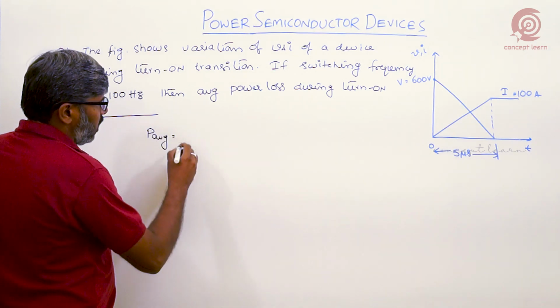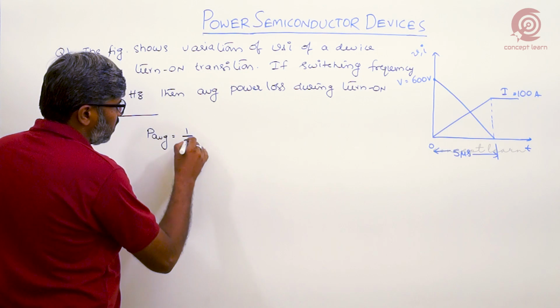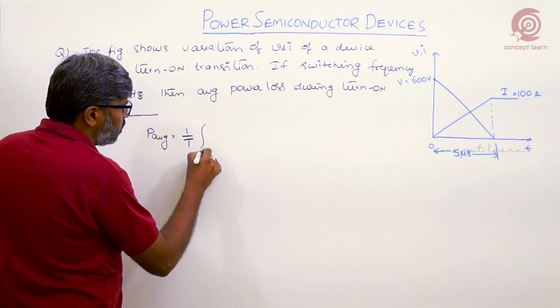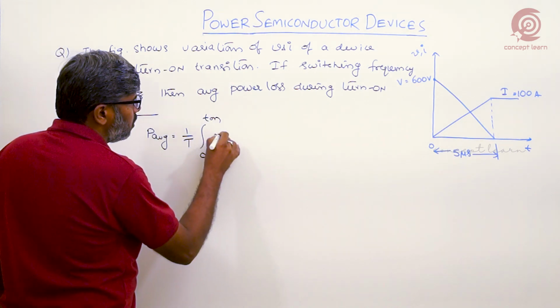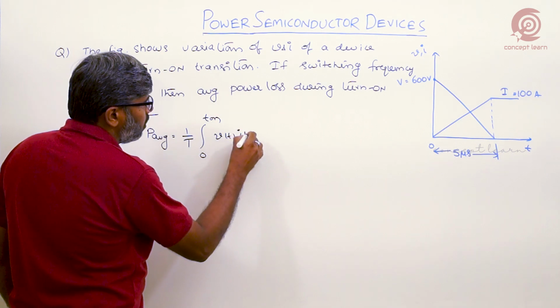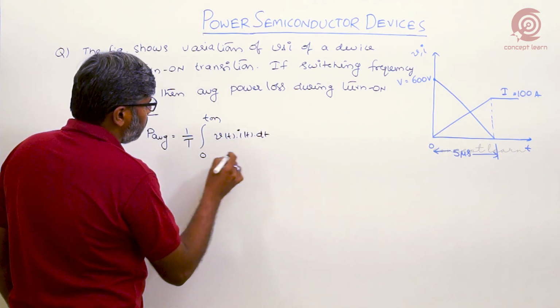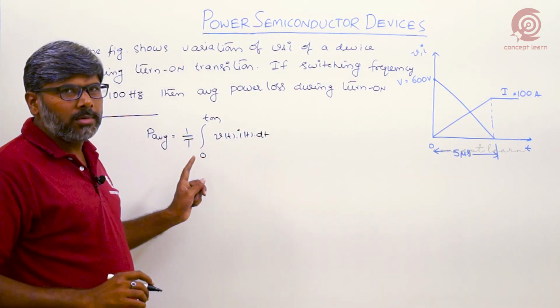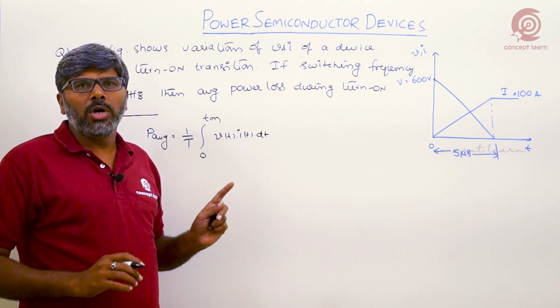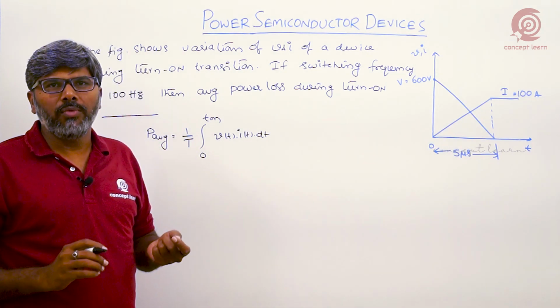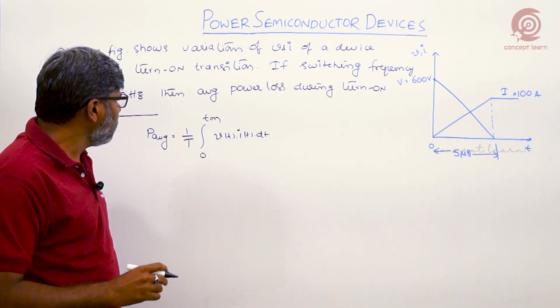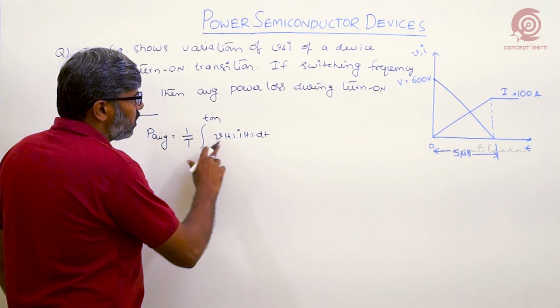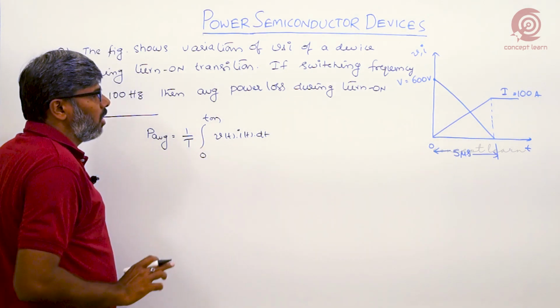Average power loss is equal to 1 by T, integral from 0 to T of V of T I of T dt. This is a general way. According to circuit theory, we know how to calculate the average value of any periodic signal. So this is the average power loss during the turn on transition.